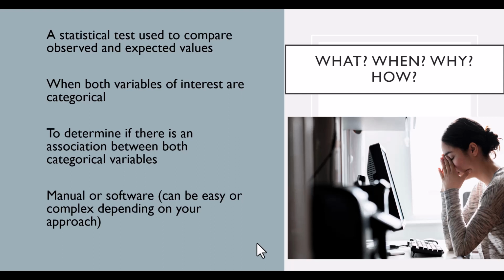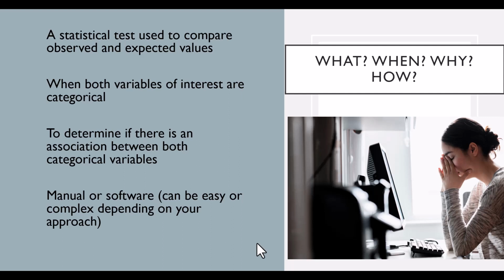So this is also a statistical technique that we use to compare observed and expected values. Now we use this when the variables that we are interested in are both categories. Categories in the sense that if we have gender, we have male, female. So male, female, they are groups.